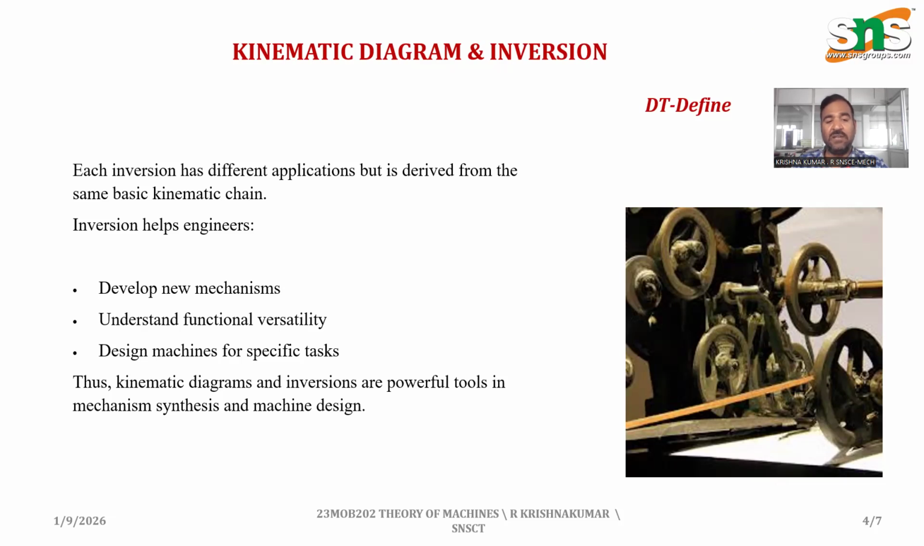Closely related to the kinematic diagram is the concept of the kinematic chain, which is an assemblage of links connected by joints such that relative motion is possible. When one of the links of the kinematic chain is fixed, the chain becomes a mechanism. The same kinematic chain can produce different mechanisms depending on which link is fixed. This leads to the important concept of inversion of mechanism.